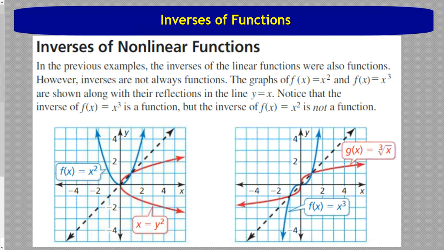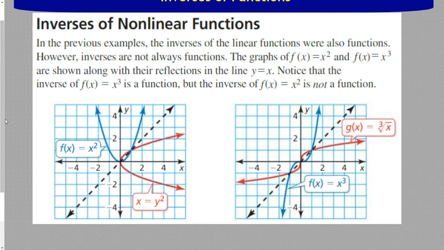All of the ones we've been doing so far have been linear, but you can find inverses of nonlinear functions also, so functions that aren't lines. So here's a parabola, for example. Graphically speaking, we're just reflecting every point across the line y equals x. So you can think of it as kind of rotating 90 degrees, but really it's a reflection. And we get this sideways parabola, x equals y squared.